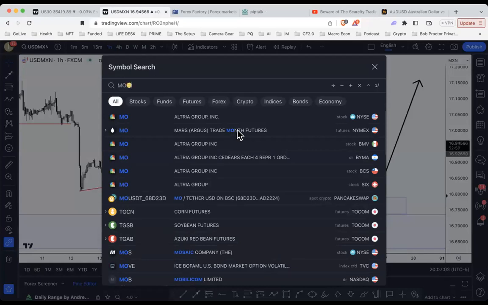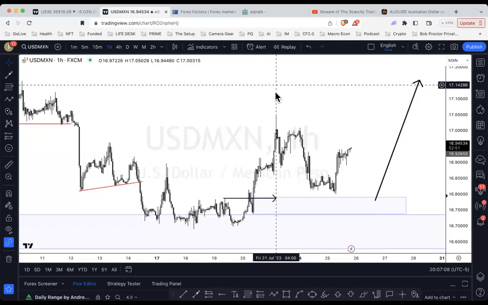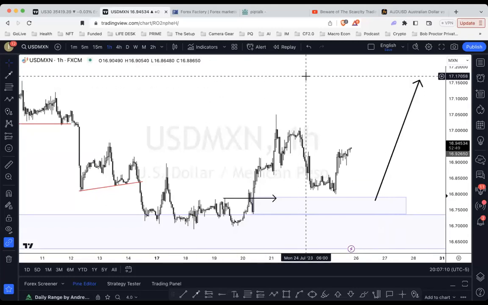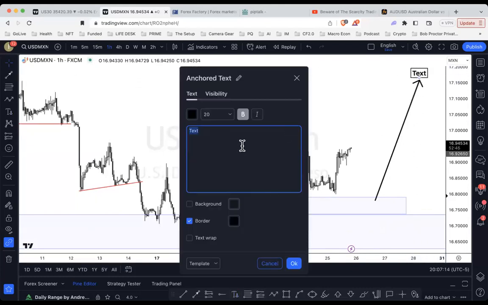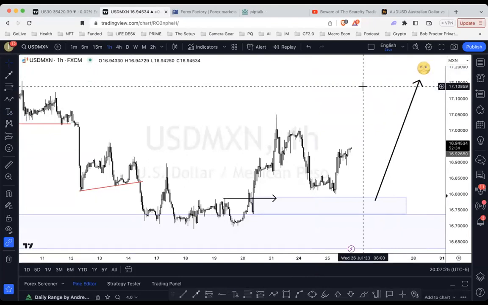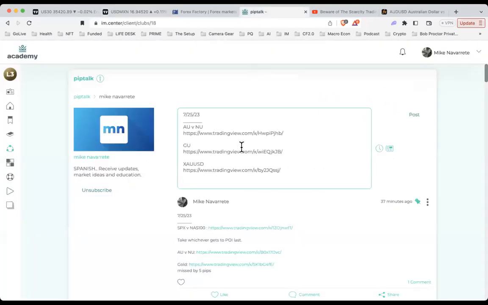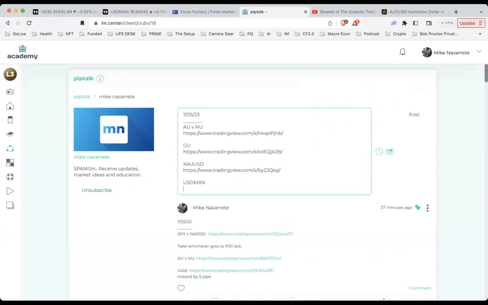Let's see. We got a little happy moon over here. Oh, no, right there. There we go. Okay. So draw it out for you guys. These are very important things. Okay. Here we are. Peso moon. All right, so USD Mexican right there.